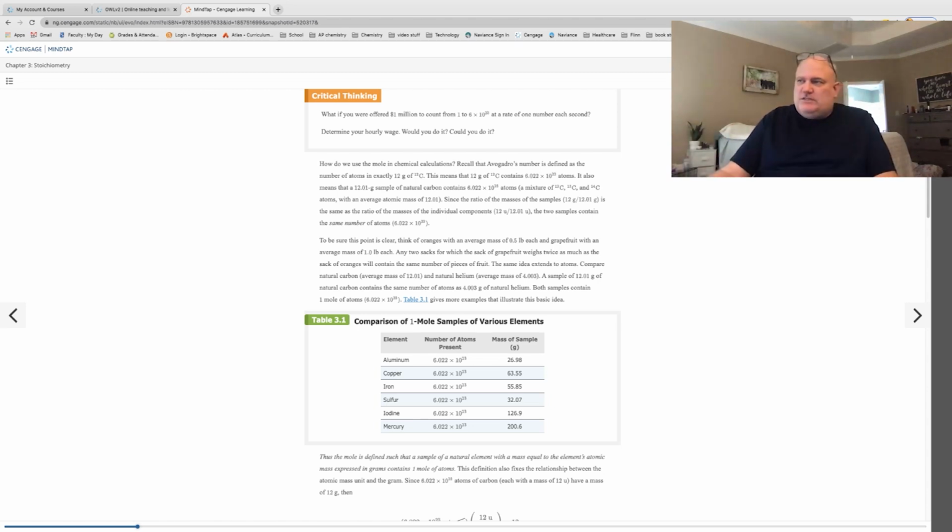Now, it's always good to just do the critical thinking parts. I'm not going to walk through that with you because it's you thinking through stuff. But if you know the number of particles you have of something, you can figure out the moles, because there's always 6.022 times 10 to the 23rd particles of something.